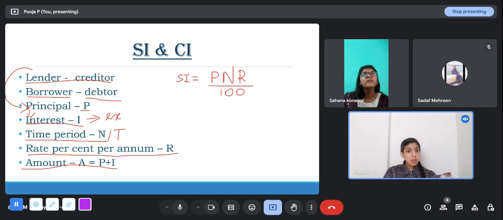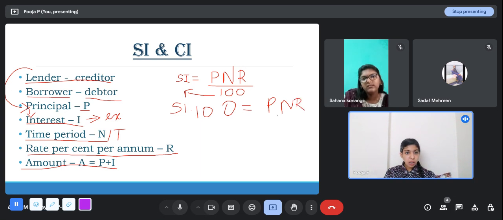There could be problems where simple interest is given and one of these terms is not given. Very simple. First, multiply the given simple interest by 100. So you get SI into 100 equal to PNR. The rest of the terms will be given. Whichever term you do not know, keep it here, and bring the rest of the terms to the denominator. Let's say P is the term you do not know. Bring N and R to the denominator and you will get the value of P. Similarly for whichever term.